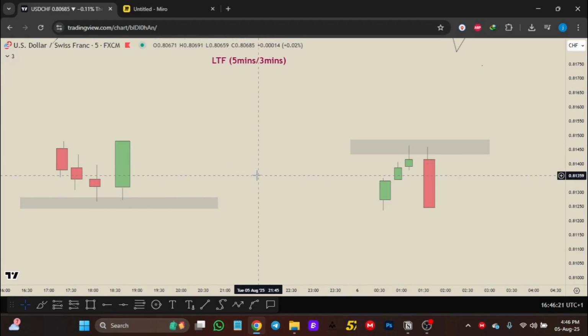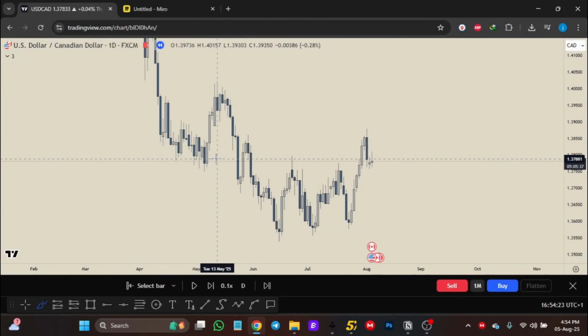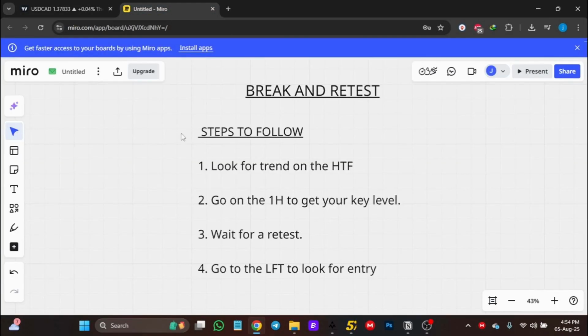So now let me take you to a real life example, the trade that I took yesterday. Okay, no, I took this trade this morning. So I'm going to show you that trade now. This is a real chart example.